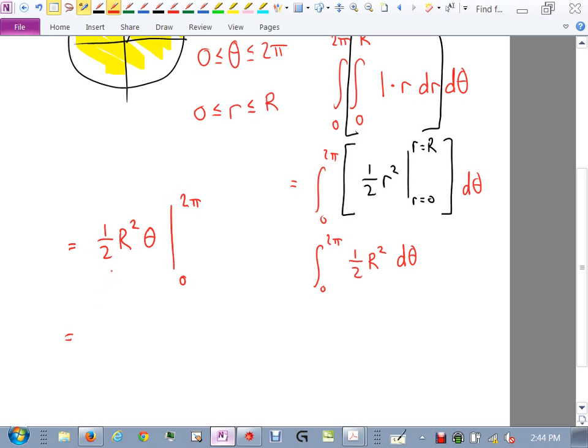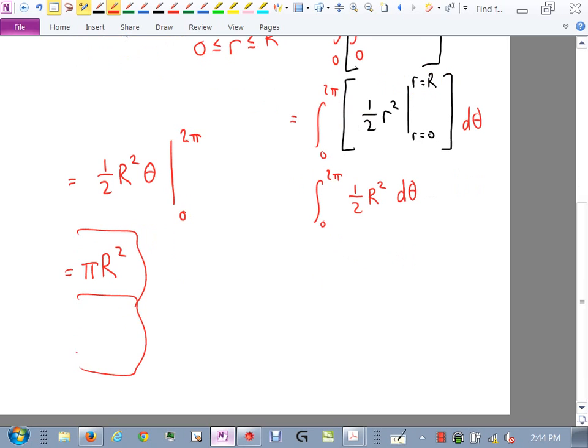Half of 2 pi is just pi, so you get pi capital R squared, and when you plug in 0, you get 0, and so that's it. That's kind of a proof of why the area of a circle is pi r squared, using a double integral to prove it.